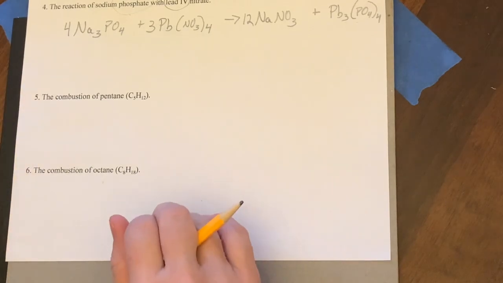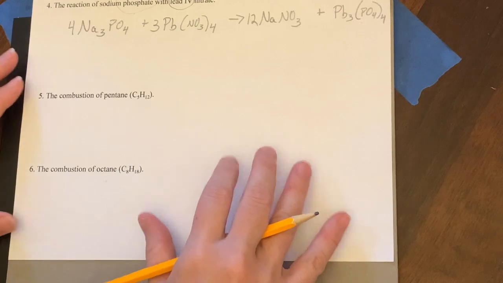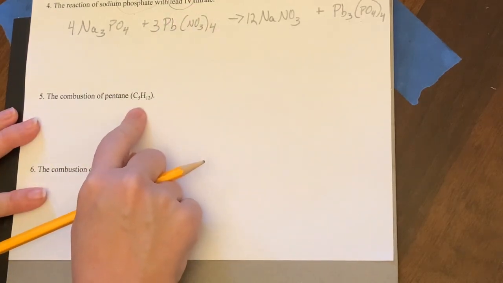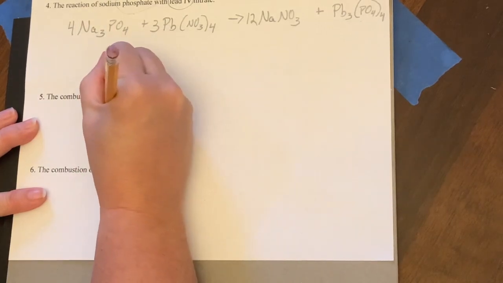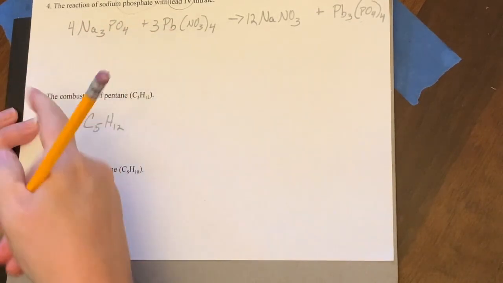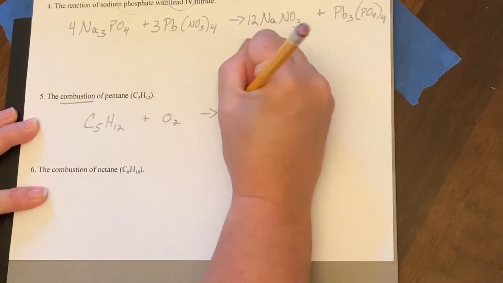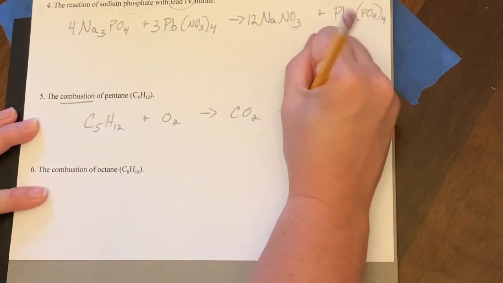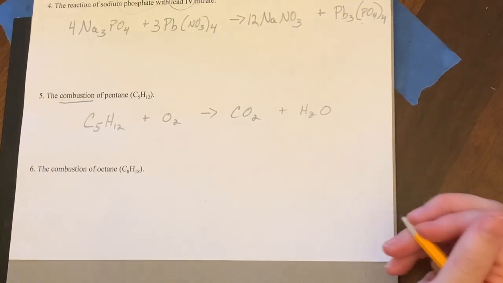Okay, so let's look at some combustion reactions to finish out our notes today. Remember, combustion, I'm going to give you the hydrocarbon. In this case, it is pentane, which is C5H12. If I tell you it's combustion, it means it's going to react with oxygen, it's going to produce carbon dioxide and water. Always, always, there's nothing to figure out. That's just what it does.